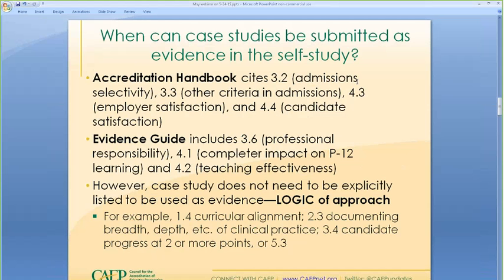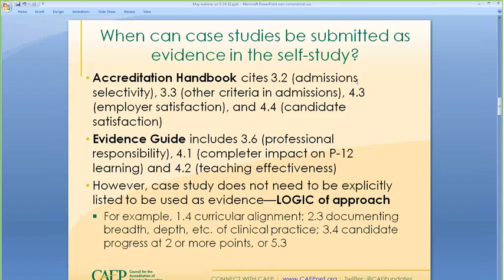In the accreditation handbook, if you look into that, you'll find that case study is mentioned in component 3.2, which is on selectivity and admissions. It suggests that case study might be a viable way to investigate your selectivity at admissions. Also in 3.3, the use of other criteria in admissions. As you know, CAPE criteria include GPAs and scores on nationally normed tests, but CAPE has admitted that there are many other criteria that can be used in admissions, and component 3.3 is your opportunity to talk about those criteria and to submit evidence. This is an opportunity where case study is something that CAPE has acknowledged right up front would be a useful way to look at those other criteria that you use for admissions.